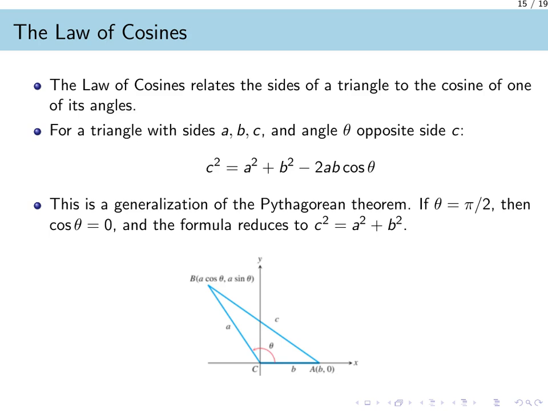For instance, if your triangle is a right triangle, then theta is 90 degrees, or pi over 2 radians. The cosine of that angle is 0, which makes the entire last term of the formula vanish, leaving us with c squared equals a squared plus b squared. The law of cosines simply extends this familiar relationship to work for any triangle you might encounter.